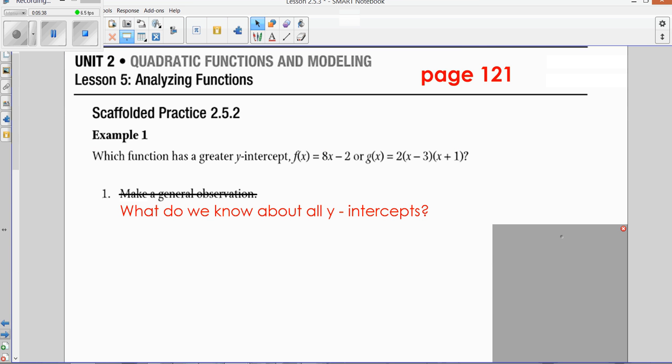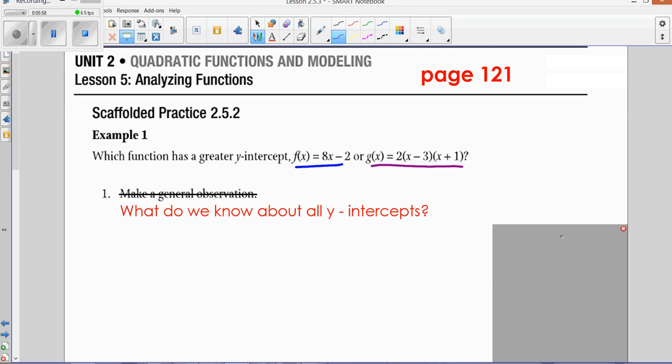So now in your book, you should have out page 121. All right, so here, our first example, it's kind of scaffolded with how you should think. It says which function has a greater y-intercept, f of x or g of x? So f of x, that's a linear function. So this is linear right here. All right, and g of x, this is quadratic.